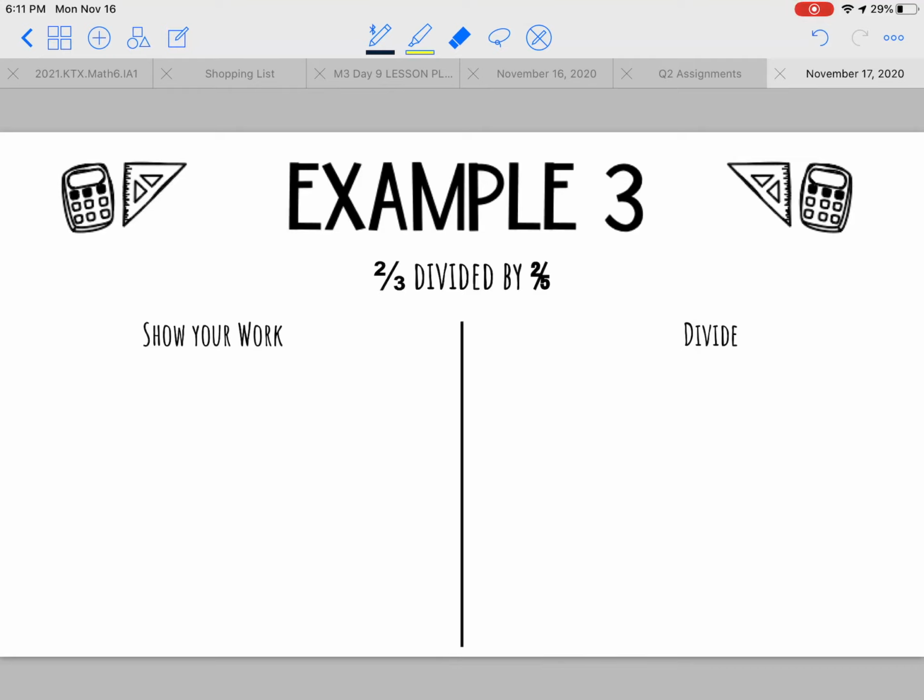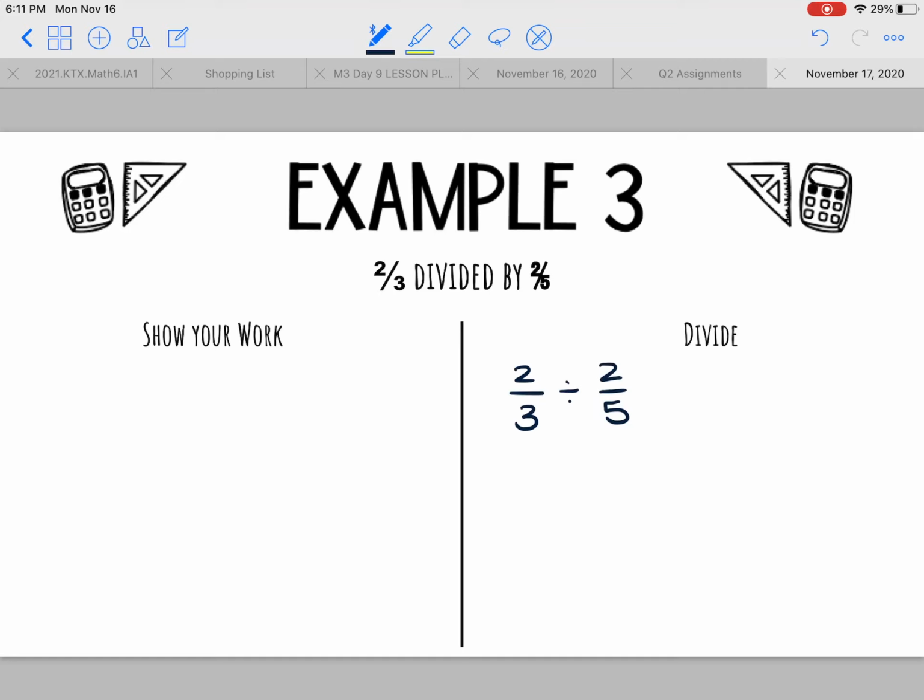Last example is 2/3 divided by 2/5. Now, in this example, it's going to be really tempting to go ahead and divide straight across because we see that our numerators are the same. However, numerators being the same doesn't really help us because it doesn't get that 1 in the denominator so that we can just set up a fraction or divide normally.